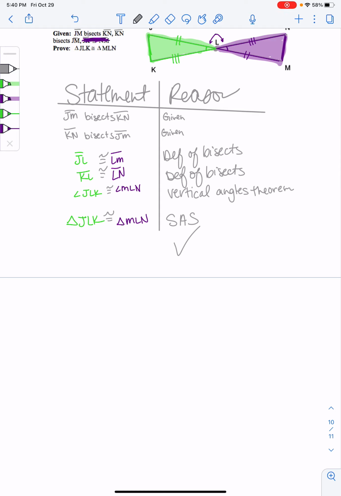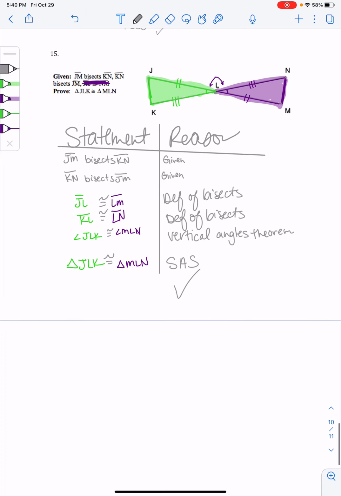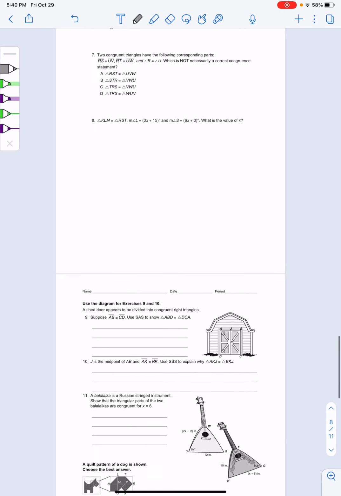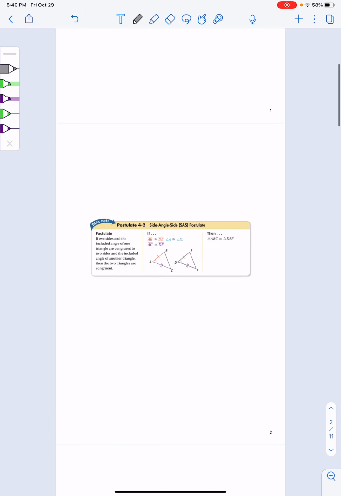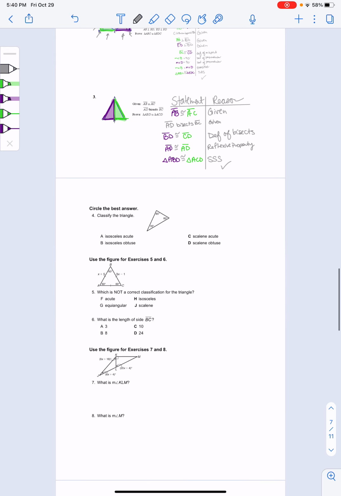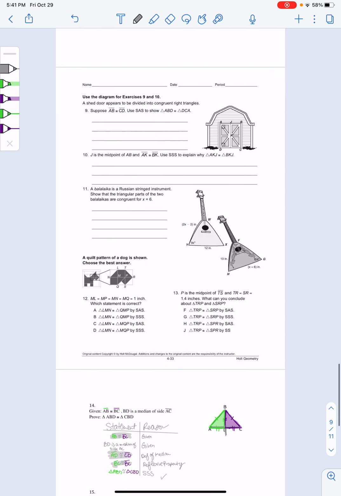So there's more than one way you can do proofs, and I just wanted to show you a couple of them. I hope this was helpful for the proof section review. There's a bunch of other practice problems in there as well.